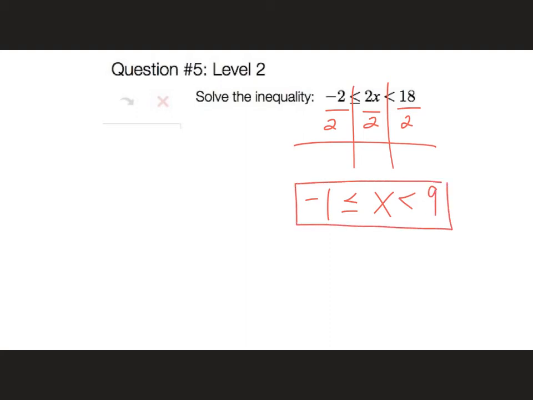All right, question number 5 is an and situation. So we need to get x by itself by getting rid of times 2 on all 3 sides. Negative 2 divided by 2 is negative 1. X in the middle. 18 divided by 2 is 9. So here's our inequality. And now on our number line, we'll have a closed dot on negative 1, open on 9, and this is an and situation, so we're connecting in the middle. All numbers between negative 1 and 9.